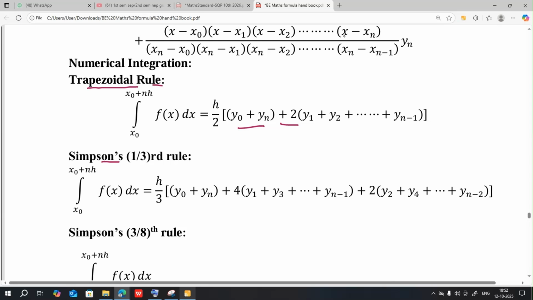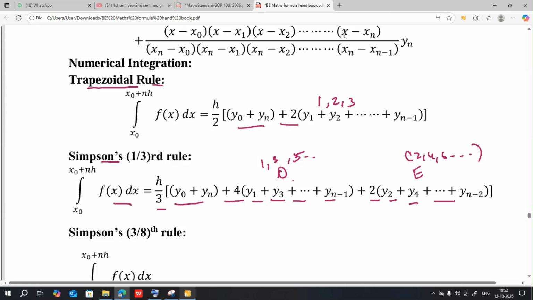Then Simpson's 1/3rd rule: the integral from x_0 to x_0 + nh of f(x) dx will be h by 3 times [y_0 + y_n + 4(y_1 + y_3 + and so on till y_{n-1}) + 2(y_2 + y_4 + and so on till y_{n-2})]. Here we will be taking odd terms, and here you will be taking even terms. Here it is natural numbers 1, 2, 3. Here you will be taking odd 1, 3, 5 and so on, and here 2, 4, 6, etc.